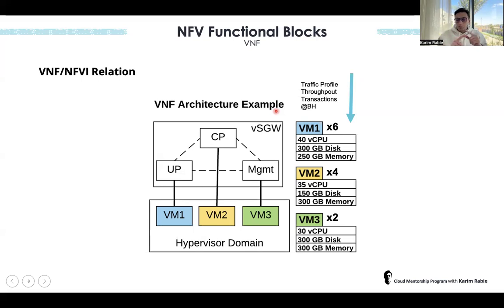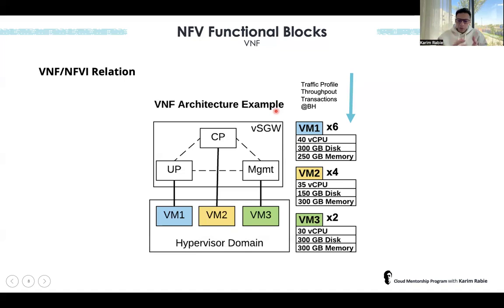Nokia will tell you, okay, my VNF has 3 components: user plane, control plane, and management. In order to cover your requirements, I need 6 VMs from the first type, 4 VMs from the second type, and then 2 VMs from the third type, which are the blue, yellow, and the green. And maybe Huawei would come with different dimensioning because of the different architecture. It can tell you, I have 4 components, not 3, and I need maybe fewer resources than that.